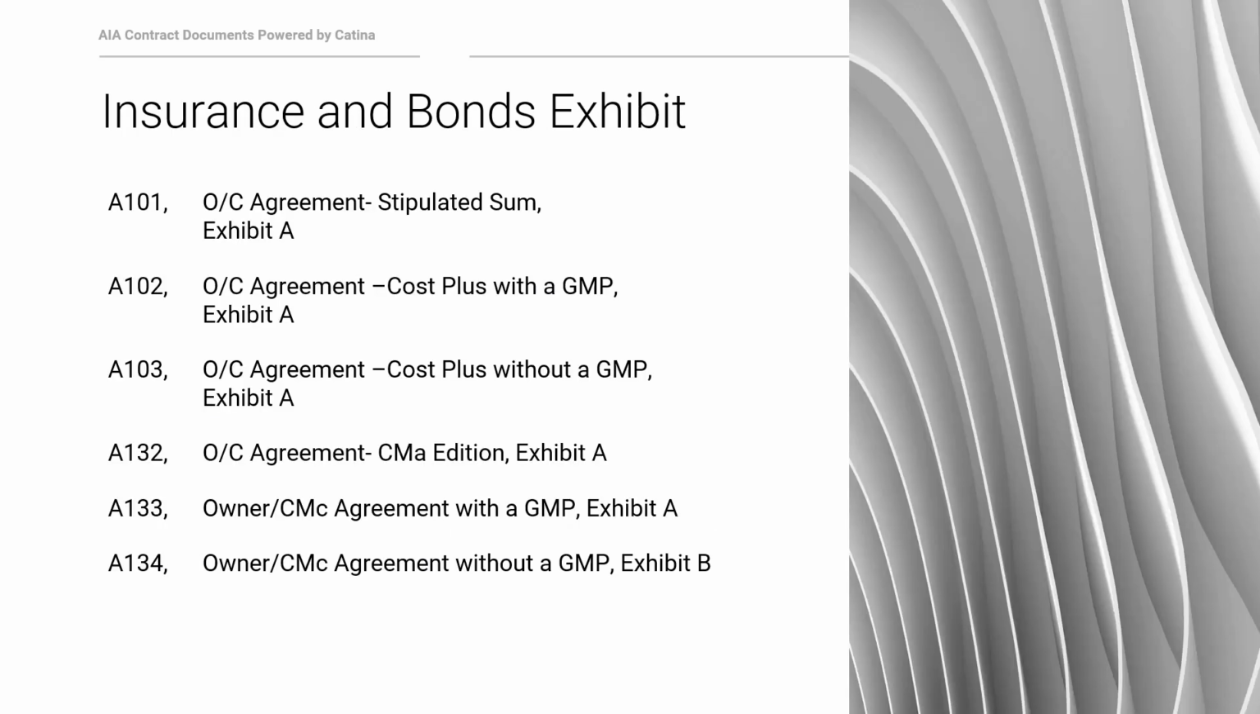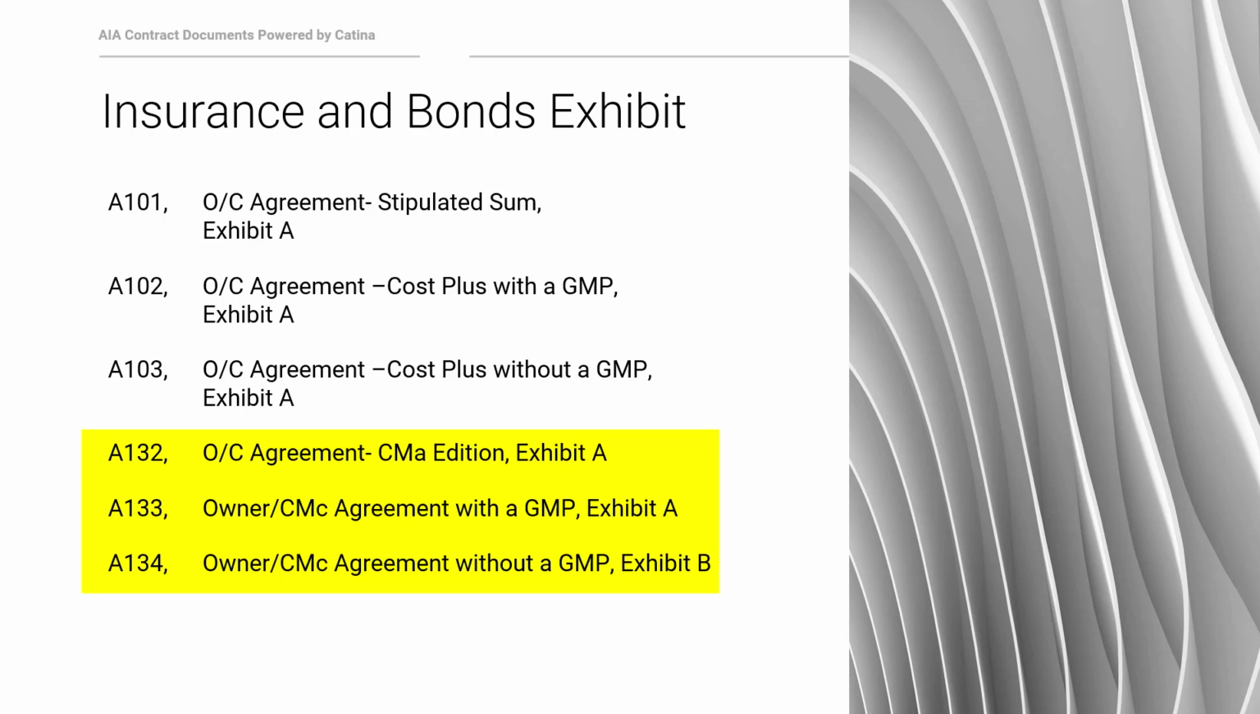Next is our insurance and bond exhibits. You can see the list here. They are all insurance and bond exhibits to the underlying agreement, so each agreement has its own insurance and bond exhibit that goes with it. They are all called Exhibit A, except for the A134, which is an Exhibit B. You'll notice that the A104 and the A105 do not have a separate exhibit because they have that information within the document. It's also important to note that the A132, A133, and A134 are in different families.